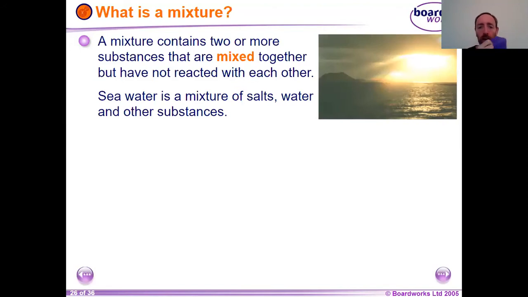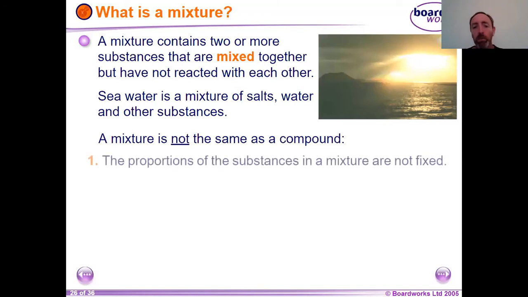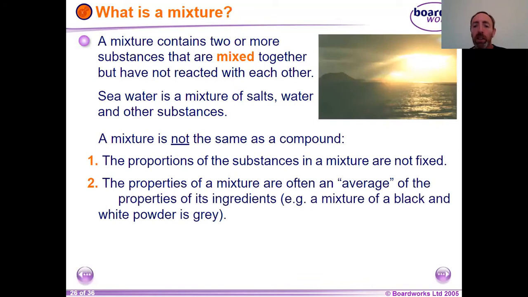They just interact with each other. They move around each other. In the case of seawater, for example, which is a mixture of salts, water, and other substances as well. Think about the sea. Think about what might be in it. You can imagine what it's made up of. A mixture is not the same as a compound. The proportions of the substances in a mixture are not fixed. The properties of a mixture are often an average of the properties of its ingredients.